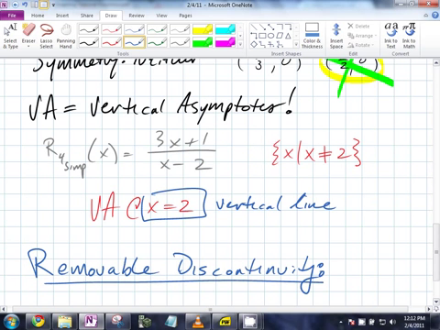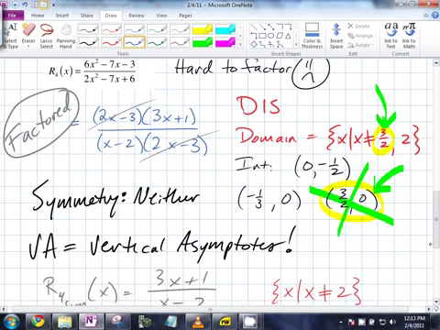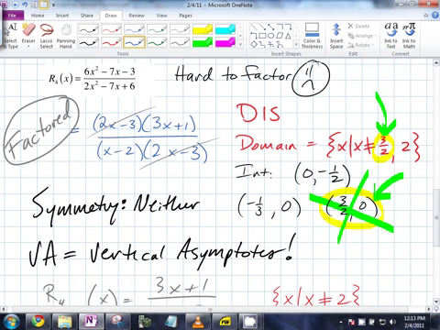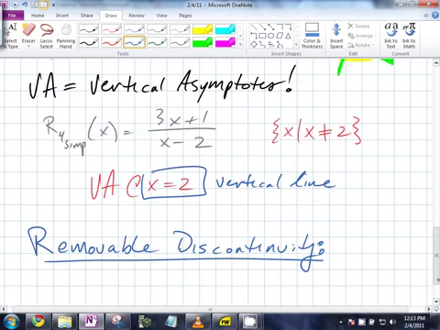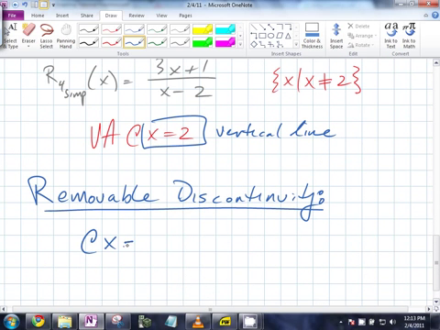But to find a removable discontinuity, do you remember from the video what you need? You look at what you canceled out. Whatever you canceled out is where the removable discontinuity occurs. So where does the removable discontinuity occur? At x equals 3 over 2. The removable discontinuity happens at x equals 3 over 2.